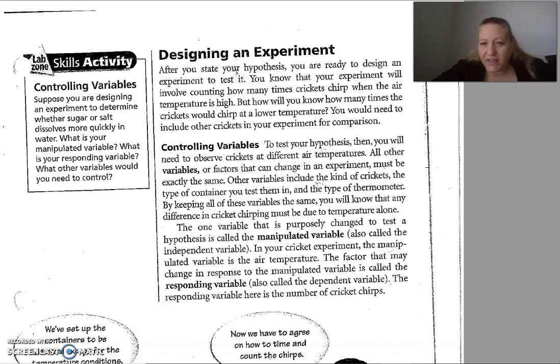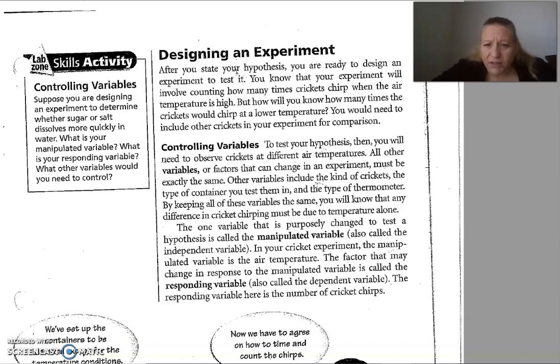To test your hypothesis, then you will need to observe crickets at different air temperatures. All other variables or factors that can change an experiment must be exactly the same. Other variables include the kind of crickets, the type of containers you test them in, and the type of thermometer. By keeping all these variables the same, you will know that any difference in cricket chirping must be due to temperature alone.